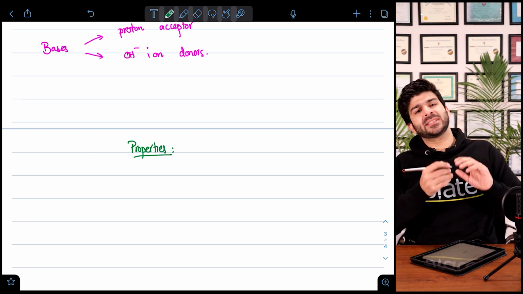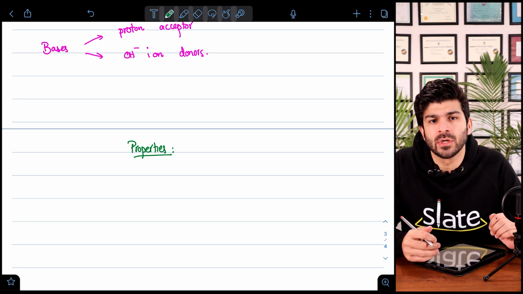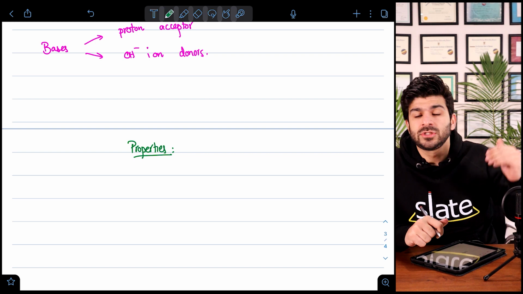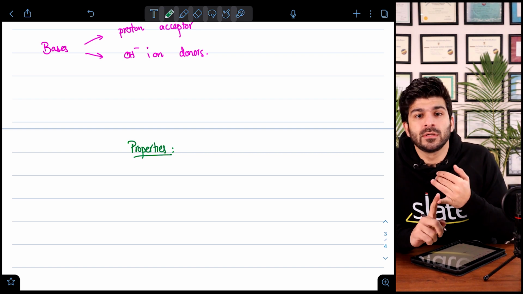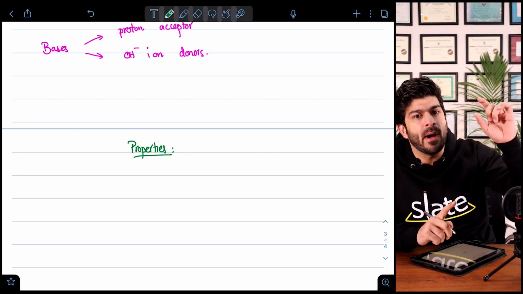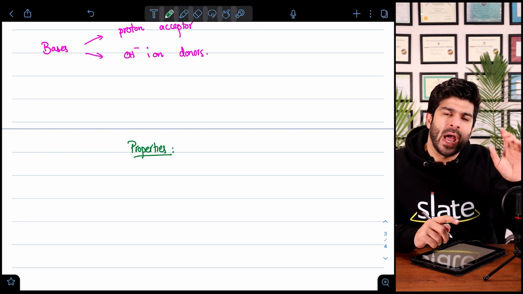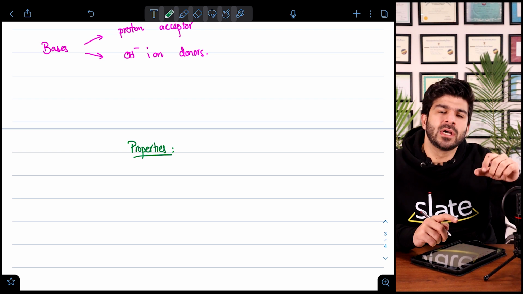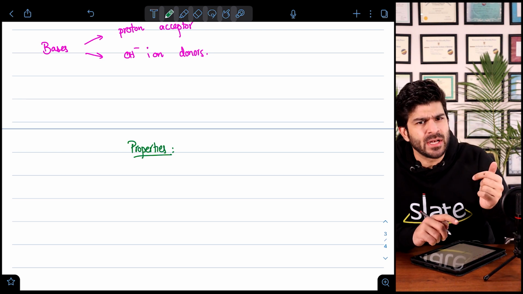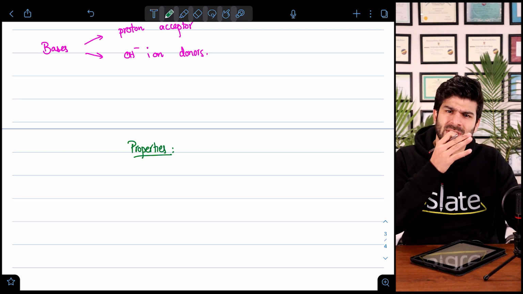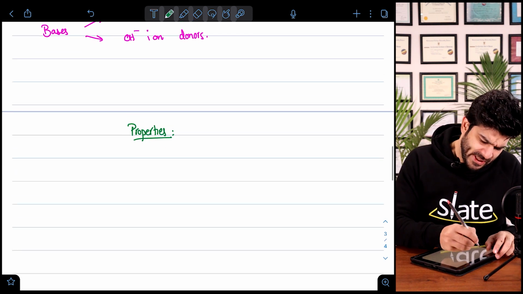If they say that a base is concentrated or a base is dilute, what do they mean there? Just the same thing, like acids. A concentrated alkali has more alkali in water, and a dilute alkali has less alkali in water. It's the same way in acids. It's a solution. So now let's jump to the properties.